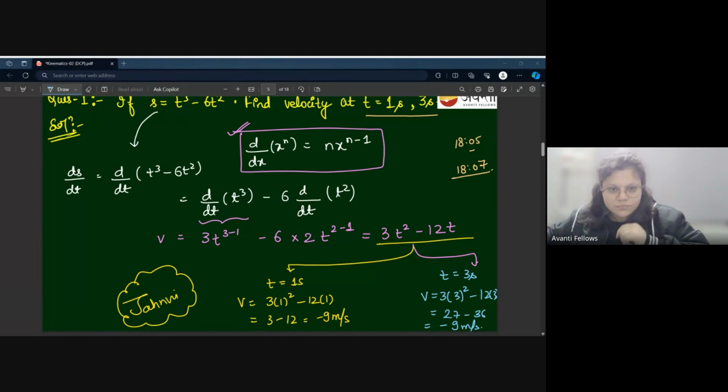Okay. So, once you distribute d by dt over the negative sign, over that subtraction sign, then you have two different expressions. Okay? Just solve it. At the place of x, you have t, n is equal to 3 over there. Just put nx raised to the power n minus 1, right? So, you can write 3t raised to the power 3 minus 1, that is 3t square. Then put that minus sign and solve the entire expression.